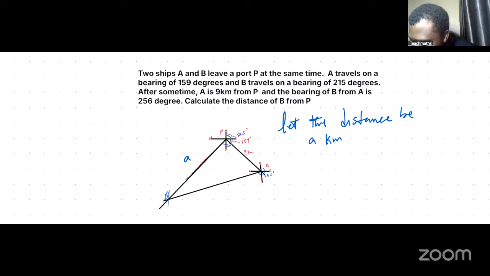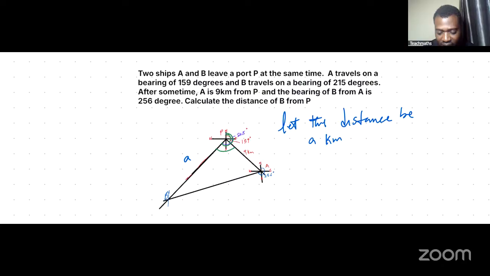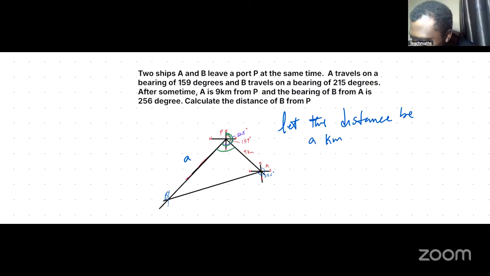Now, another way to do it, which will be faster: from here to this point is 215, while from here to here is 159. So the difference here will be 215 minus 159. And what is that difference? 215 minus 159. Do you understand what I said? No. Okay. So this is what I said. Look at this angle here. From here up to this point is 215, right?